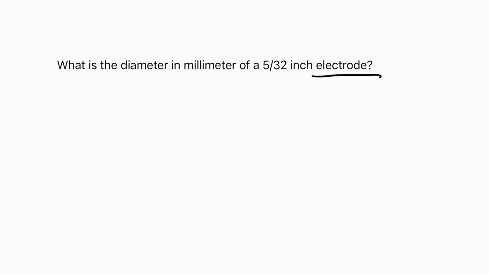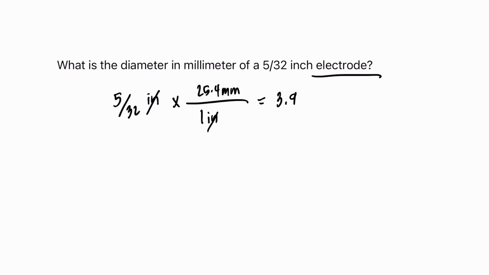So how do you convert this one? 5/32 inch. You need to cancel the inch unit, so 1 inch times 25.4 mm. So the inch unit will cancel now. So 5/32 times 25.4 is 3.96875 millimeters, or that is close enough to 4 millimeters.